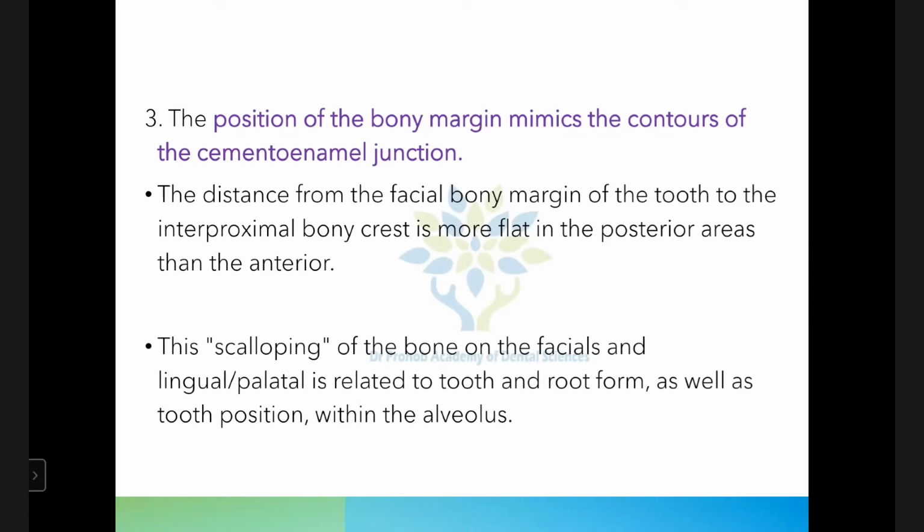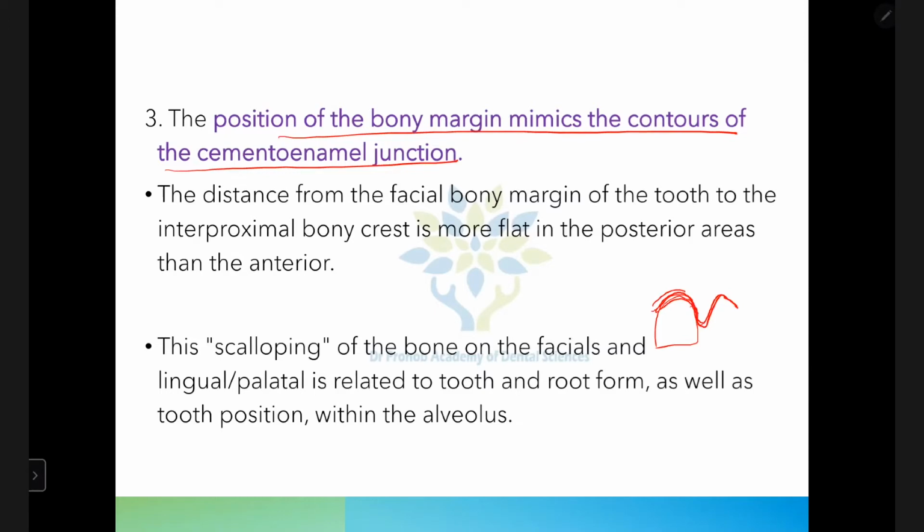The last one is that the position of the bony margin mimics the contour of the cemento-enamel junction. So this bony margin resembles the contour of the cemento-enamel junction, right? If the tooth is like this, this is the cemento-enamel junction. So now the bone contour is also following the cemento-enamel junction, right?